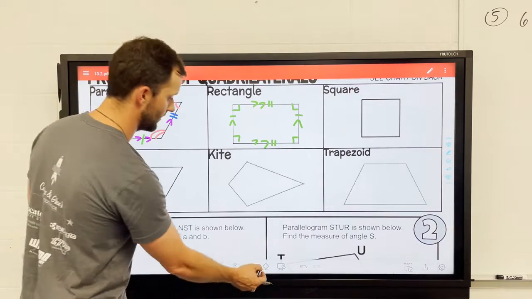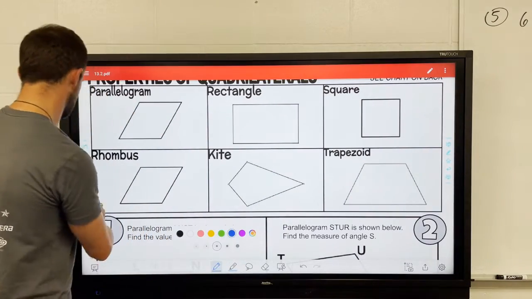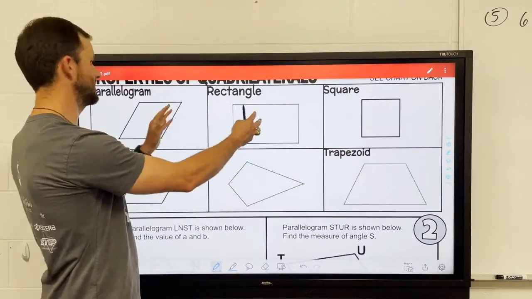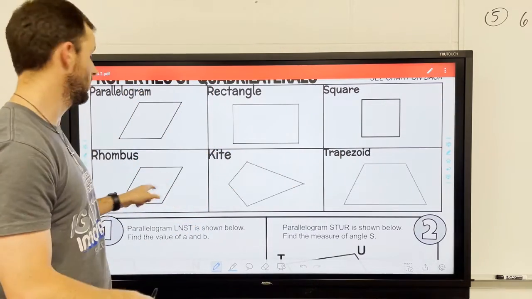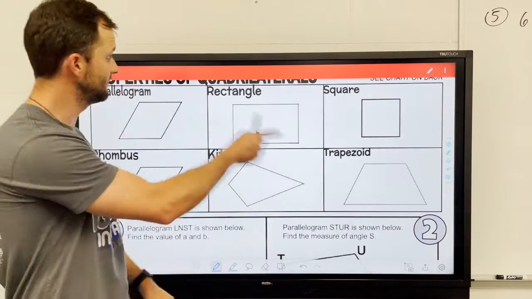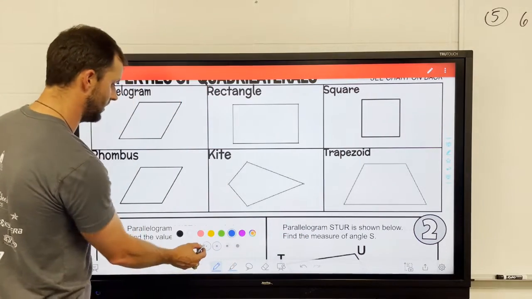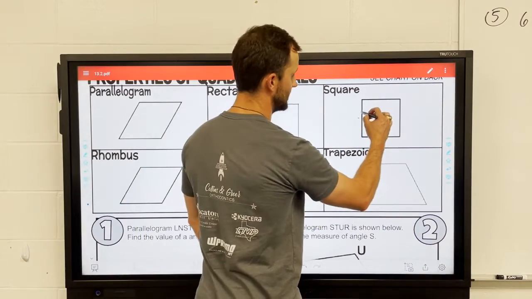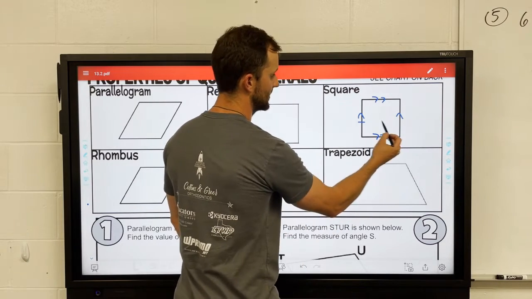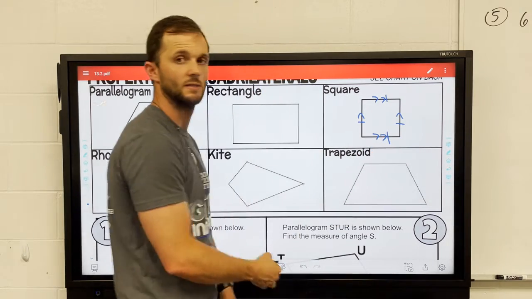Let's jump over to a square. A square is basically a parallelogram and a rectangle combined, and a rhombus actually, okay? Everything that makes up those is going to be a square. The only difference between all of these is that all the sides are going to be congruent. Opposite sides are parallel, so this side is parallel to this one, and this side is parallel to this one. On a square, all the sides are going to be congruent.